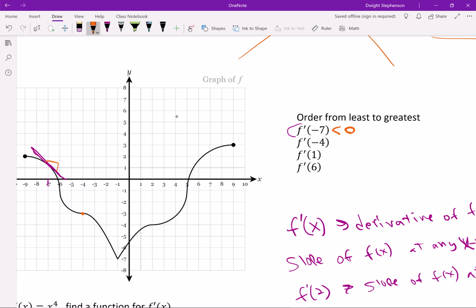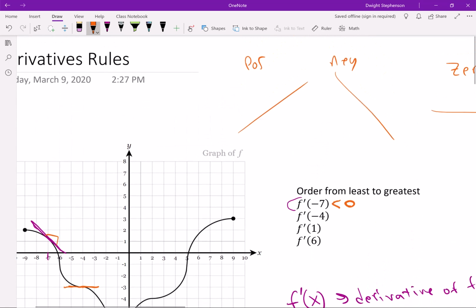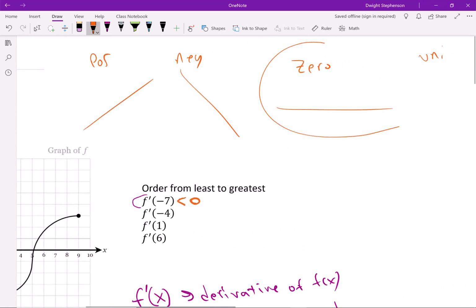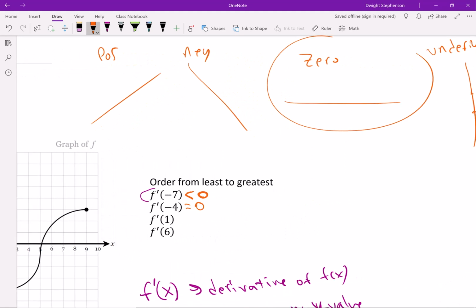Right? Imagine, what's the slope of this function here? Look at it. See how it's real flat? It looks like it goes straight across like this, which in this case looks like it has 0 slope. So I'm going to say this one is probably really close to 0.